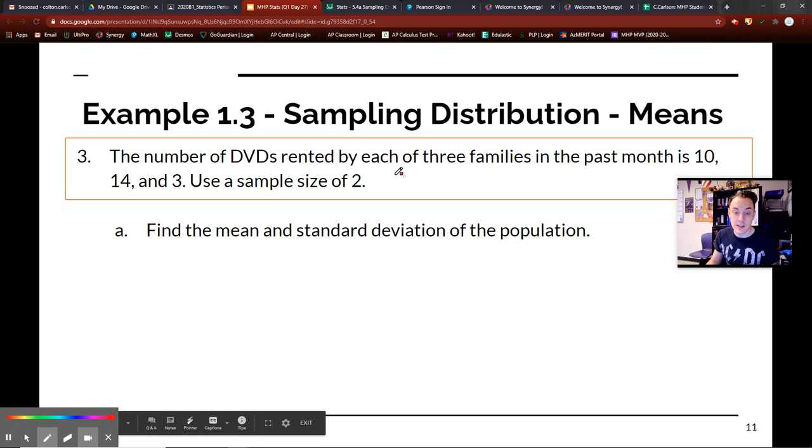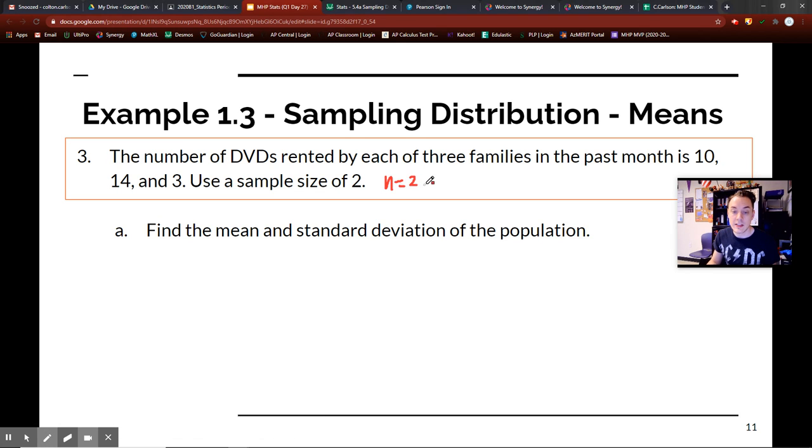So that means n equals 2, which means how many samples am I going to have? Well, if I have 3 right here, that is going to be 3 and then squared. So that means I have 9 total samples that I'm going to be kind of dabbling in. And you will have to list them out. I will list them out right now for you, but you will have to list them out, okay?